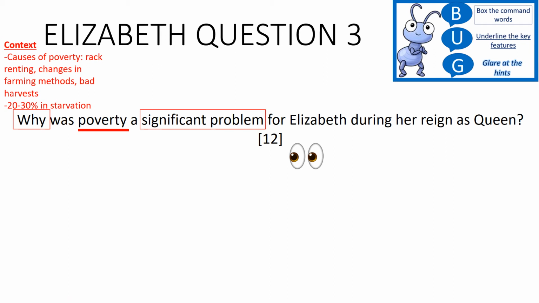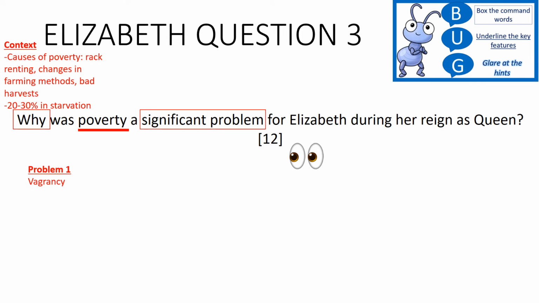In terms of context, there's loads of things you can talk about for poverty. You can talk about the causes of poverty, so rack renting, where the rents kept increasing in price, changes in farming methods, which required less people to do the job, and bad harvests that led to increases in food prices. And there's always a good statistic to throw in when you talk about poverty, that 20 to 30% live in starvation or on the edge of starvation in Elizabethan England.